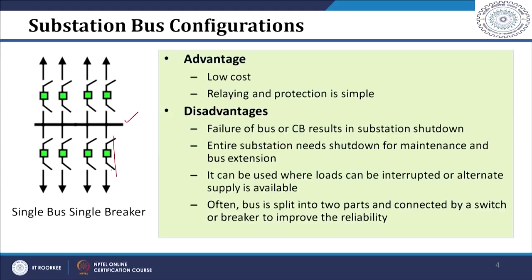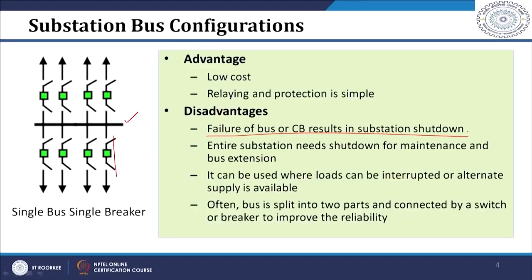However, whenever there is a fault on the bus, or if there is a fault on any circuit breaker, you need to shut down the whole substation. So this is actually a disadvantage of it. You need to shut down the whole substation whenever there is a fault on the bus bar or a fault on any circuit breaker. The entire substation needs to shut down for maintenance and bus extension.